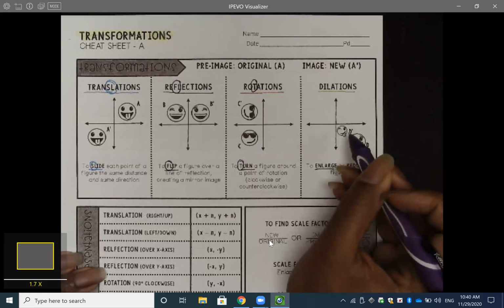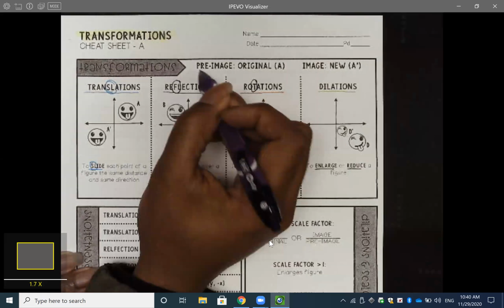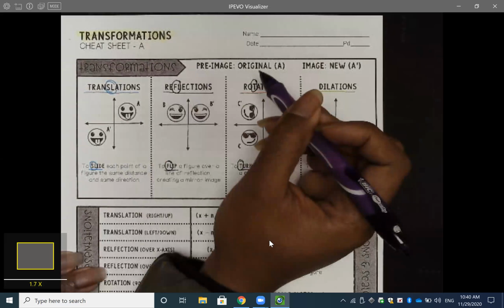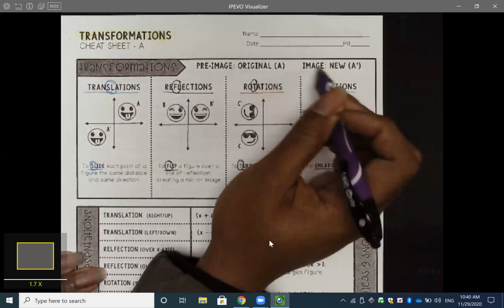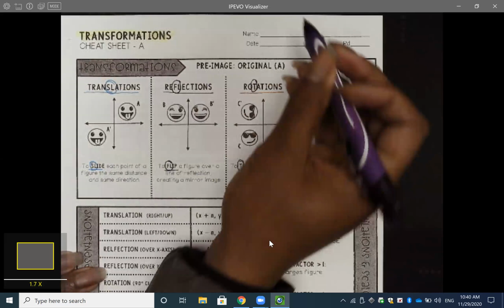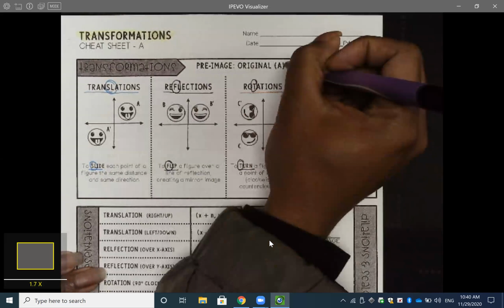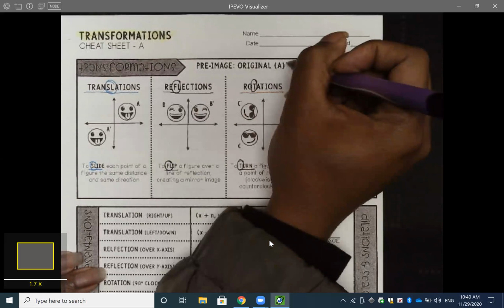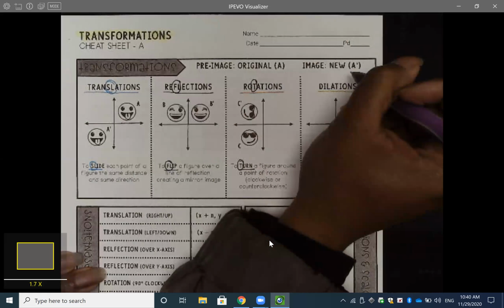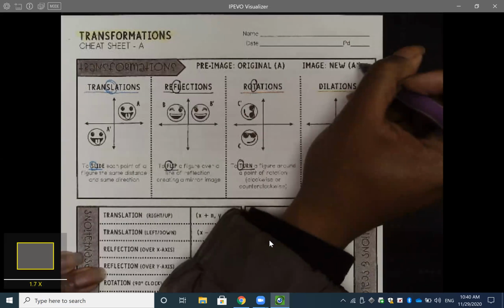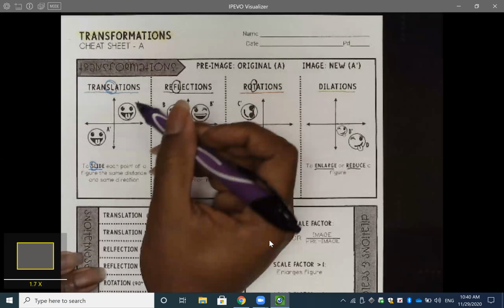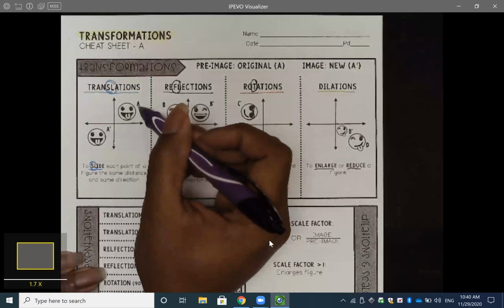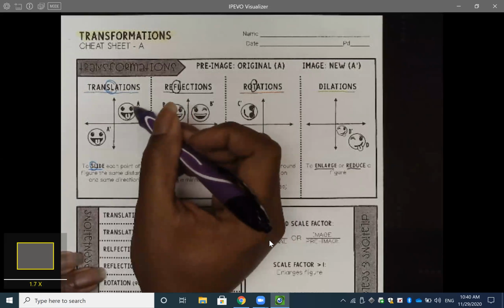Another quick thing I want to go over is how to tell the difference between your original image, which is your pre-image, and your new image, which is your image. Your original does not have an apostrophe. Your image, or your new one, has the apostrophe. So it starts out with no apostrophe and then moves to the apostrophe. Like this one started here because it has no apostrophe. This was the original image or the pre-image.